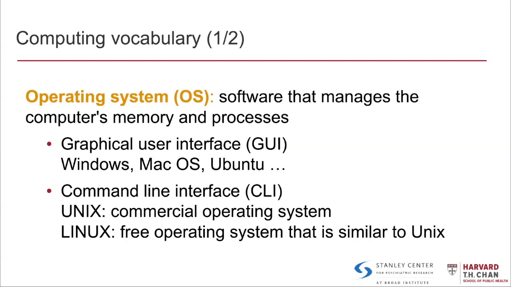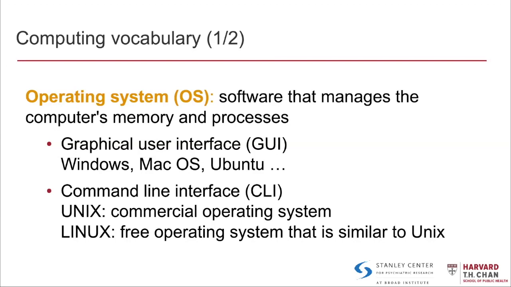So now let's talk about computing vocabulary. So first, what is an operating system, or OS? An operating system is a software that manages the computer's memory and processes. So you are used to graphical user interfaces, such as Windows, or macOS, or Ubuntu.